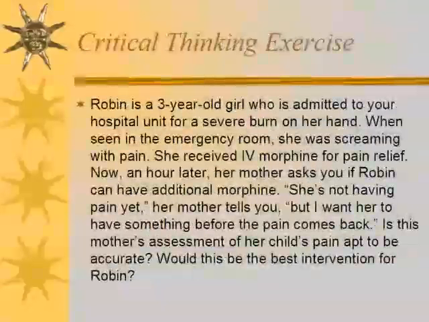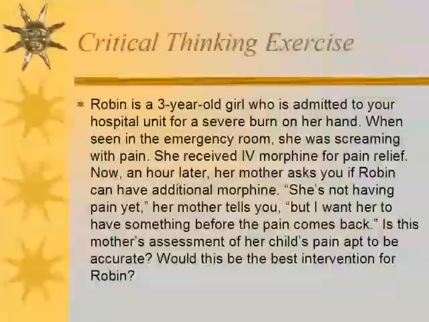Another critical thinking activity, it says Robin's a 3-year-old admitted to your hospital unit for a severe burn on her hand. When she was seen in the emergency room, she was screaming with pain and got IV morphine. It's an hour later. Mom asks you if Robin can have some additional morphine. Mom says she's not having pain yet, but I want her to have something before the pain comes back. Is this mother's assessment of her child's pain apt to be accurate? Would this be the best intervention?